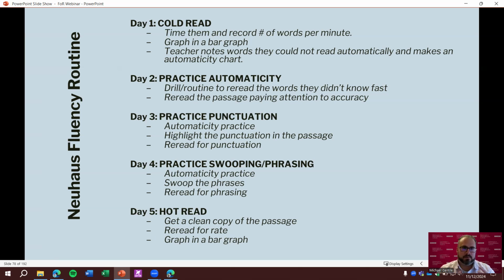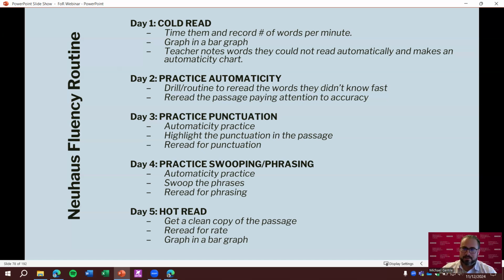So here's a routine that we would do. We would have the student do what's called a cold reading, where they're just reading it for the first time, no pressure. And then they graph their reading, and the teacher makes notes of the errors. Okay, so here you go. Here's a page. We expect the page to take between 1 minute to 3 minutes or something like that, depending on the age. So we give them the page, they read it, we record how long it took them, and we record their errors.